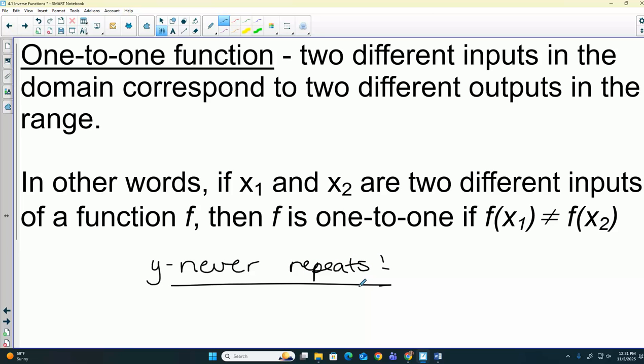So in a function, x doesn't repeat. In a one-to-one function, y doesn't repeat either.